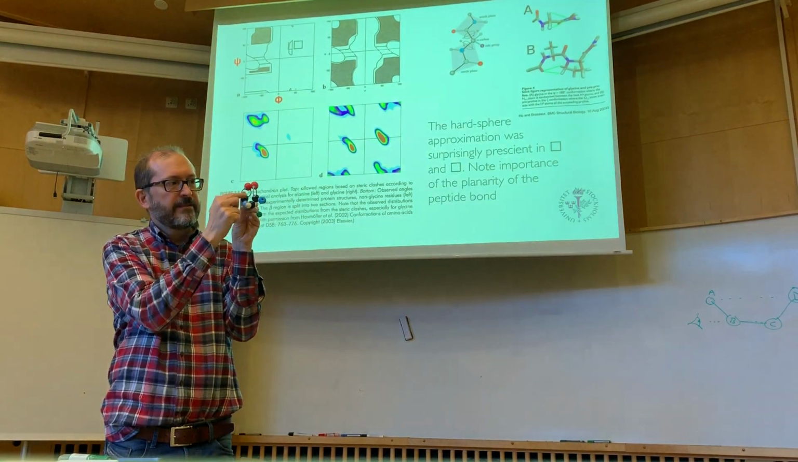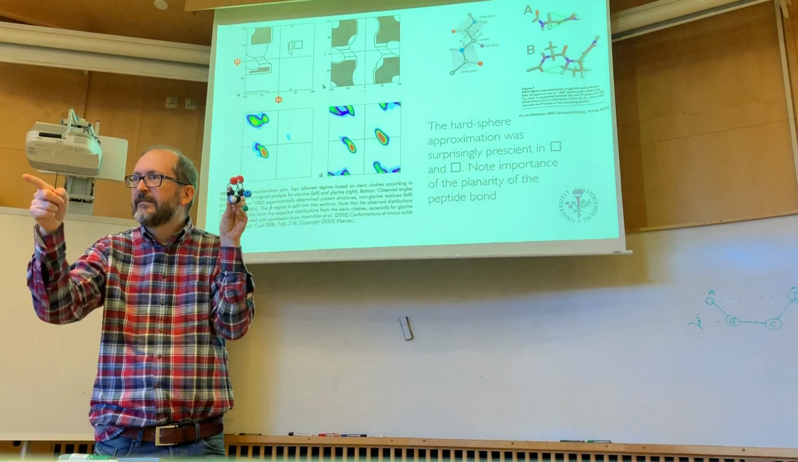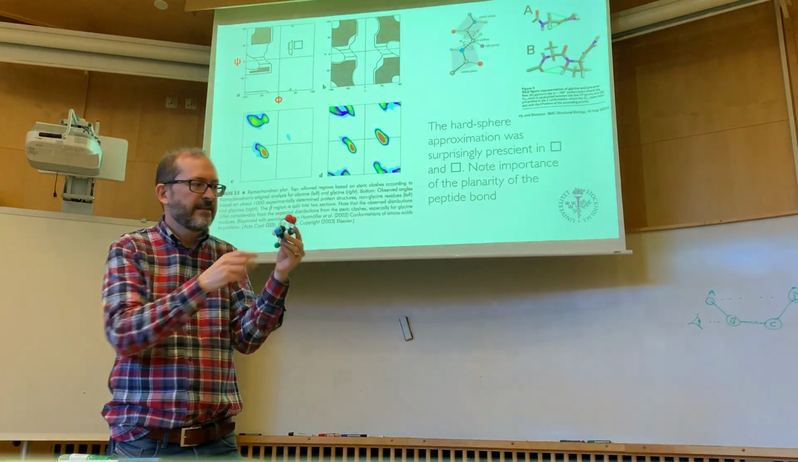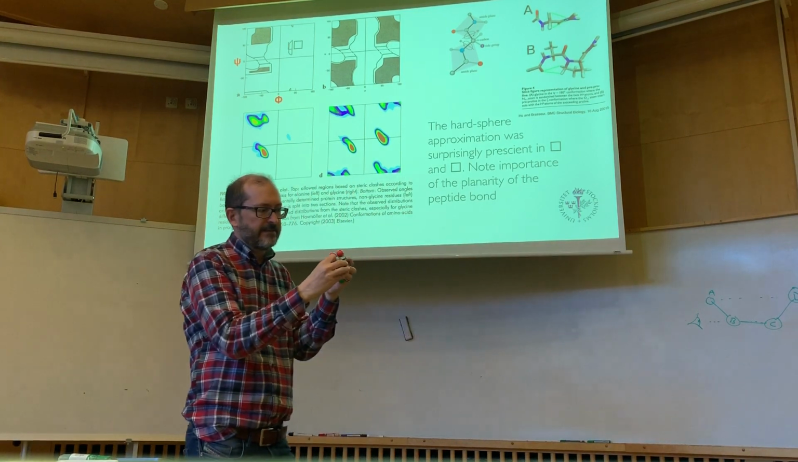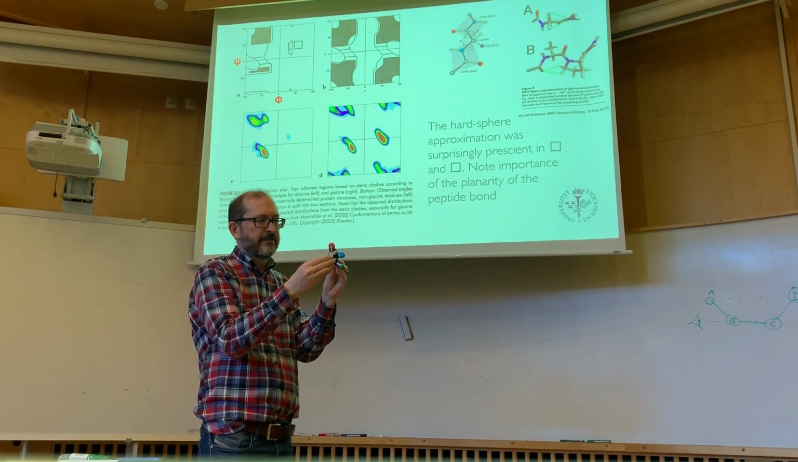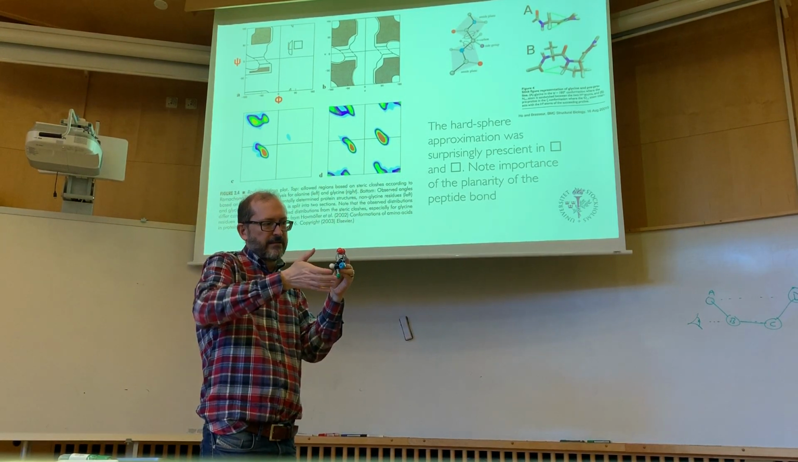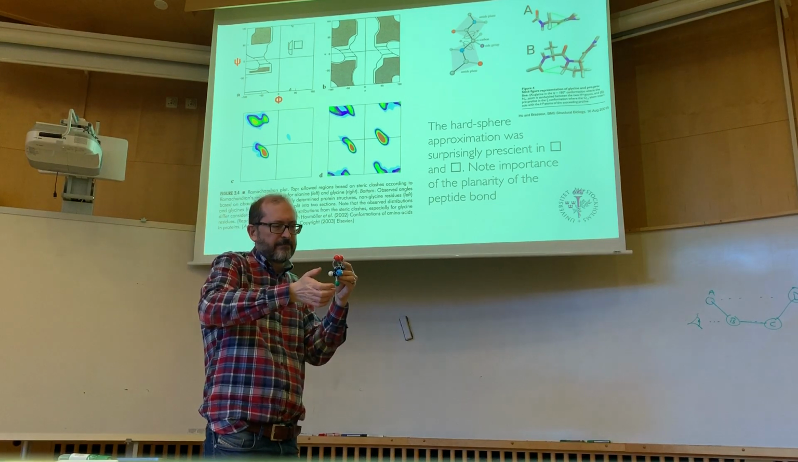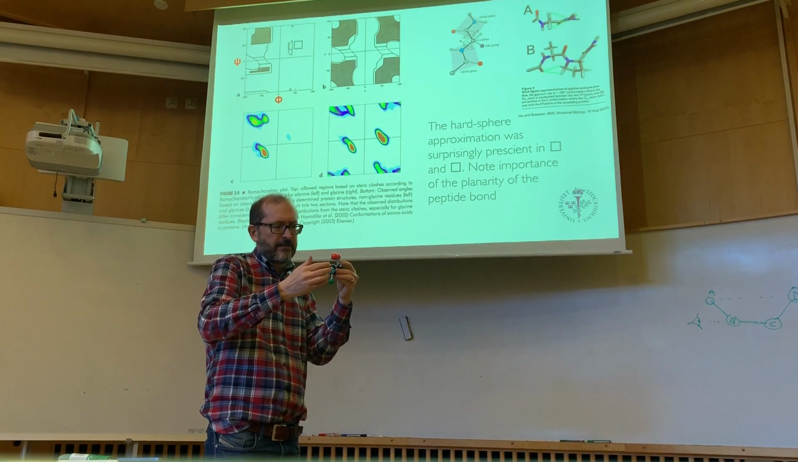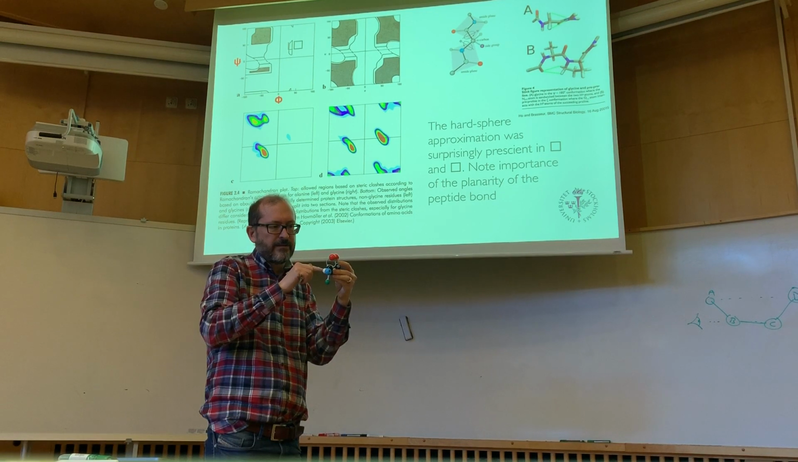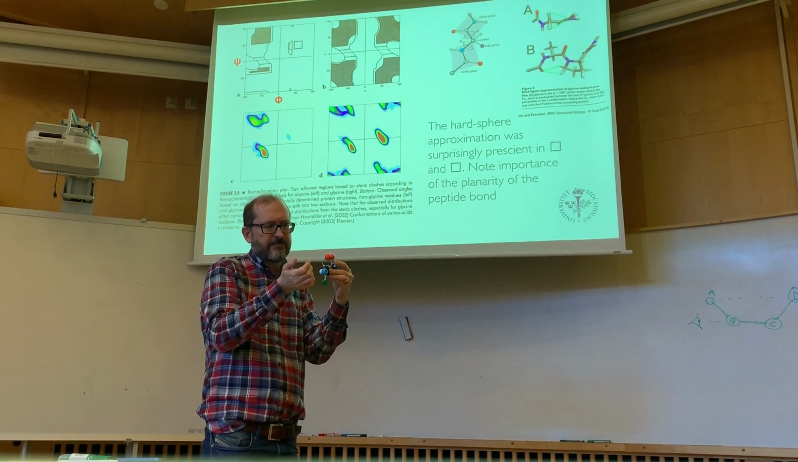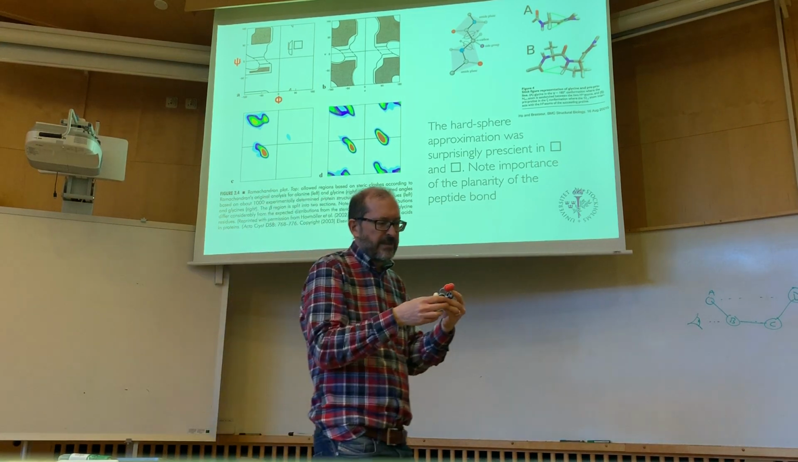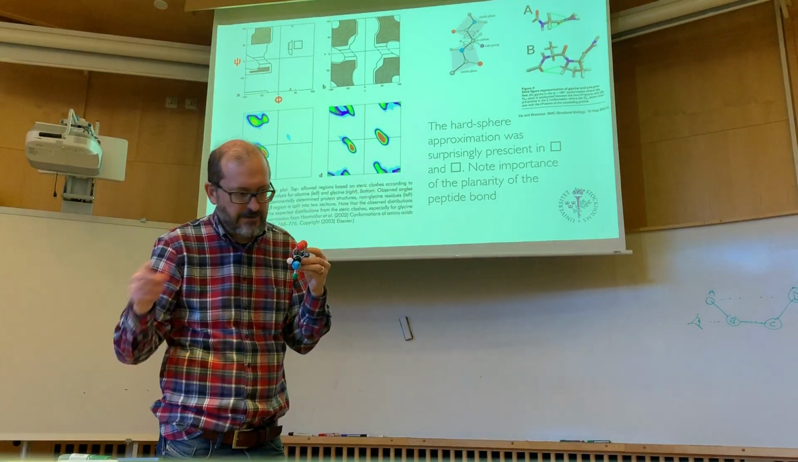A, B, C, D. Go ahead. 0, yes, exactly. So phi of 0 and psi, something like, I think I remember it being 120. Although here it looks like minus 120. But anyway, we'll get to that slide in a second.